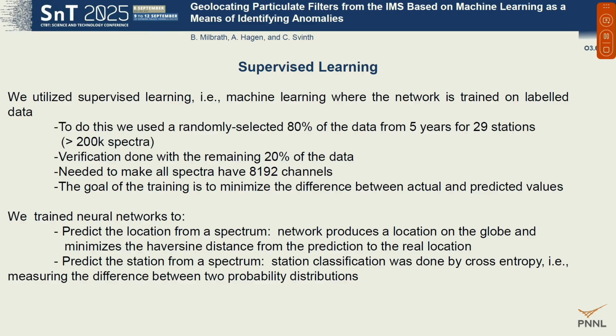It's interesting, the data scientists first trained their network to predict the location on the globe given a spectrum. The network produced a location on the globe that minimized the Haversine or Earth surface distance from prediction to real location. Then I said, well, of course, all we really need to do is pick the right station. We don't have to pick the exact location on Earth. And they did a second pass where they came up with a classification system done with cross entropy, which is measuring the distances between 2 probability distributions.